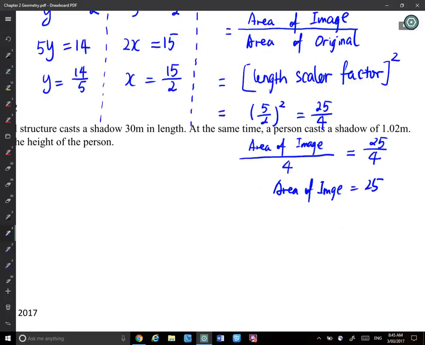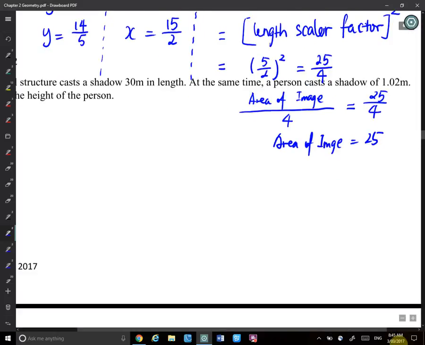Want to extend here a little bit further. So we have length scale factor, we have area scale factor, we can also find the volume scale factor. If two 3D shapes are similar to each other, let's show one example. Let's say we have two cylinders. I have cylinder number 1. I have a smaller one here.